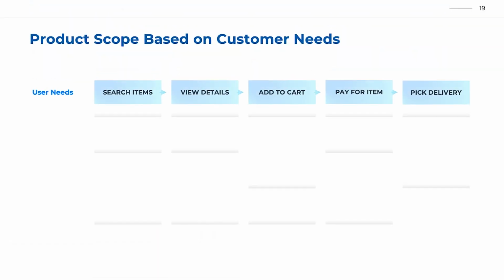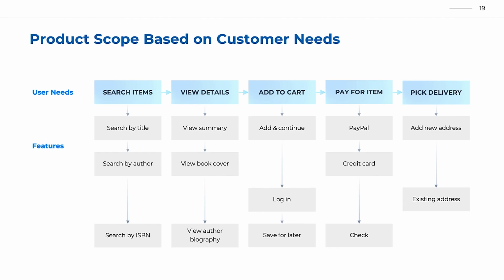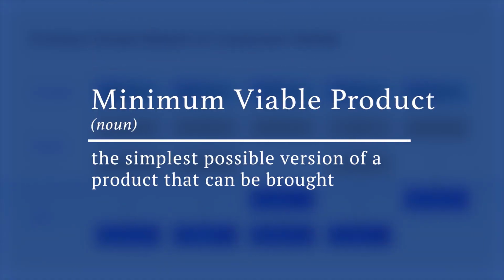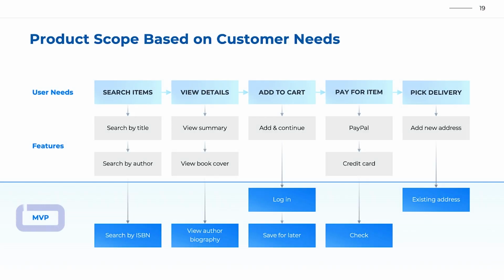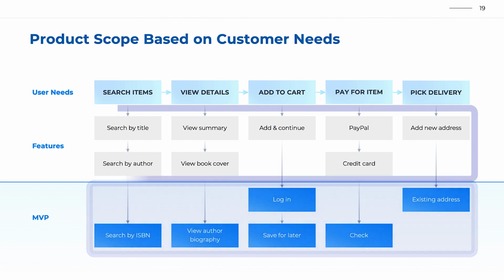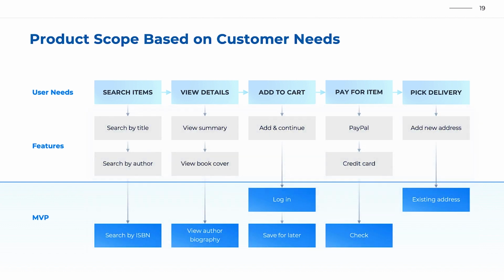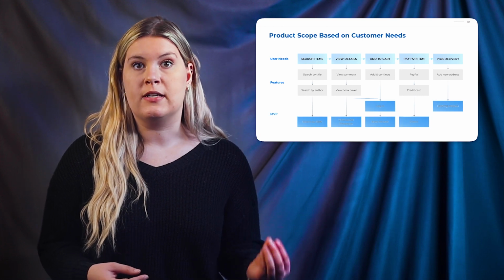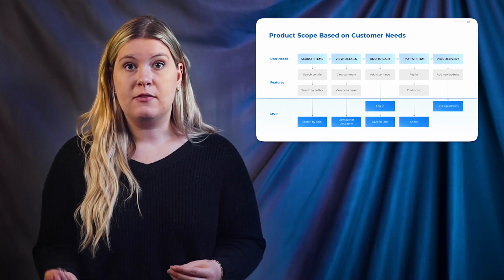Based on your findings on customer needs, you should be able to prioritize those needs into specific features that offer the most immediate benefits. The minimum viable product, or MVP, is the simplest possible version of a product that can be brought to market. The MVP is made of features that are absolutely essential, while leaving out the nice-to-have features for a later time. A well-defined product scope is critical for lean product development, and it allows you to test ideas quickly.